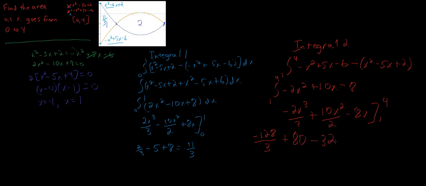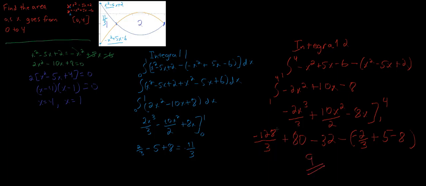minus 32. Now we did f of b, and we have to do f of a, because it's f of b minus f of a. So now we're going to evaluate all these terms at 1: negative 2 thirds plus 5 minus 8. And when all this is said and done, we get 9.